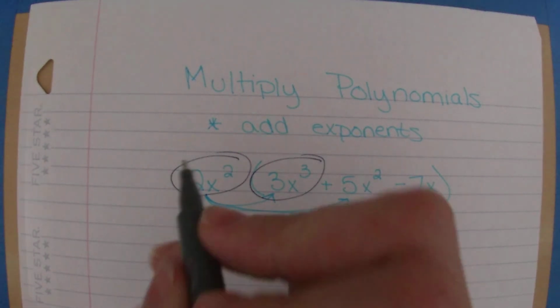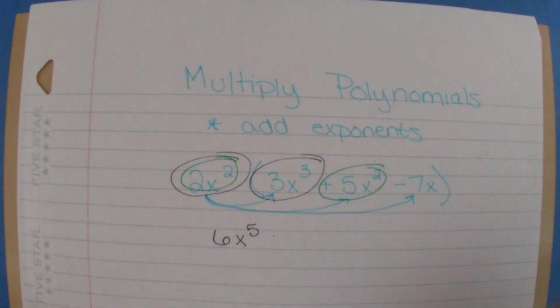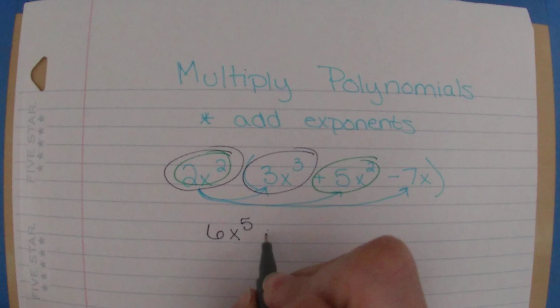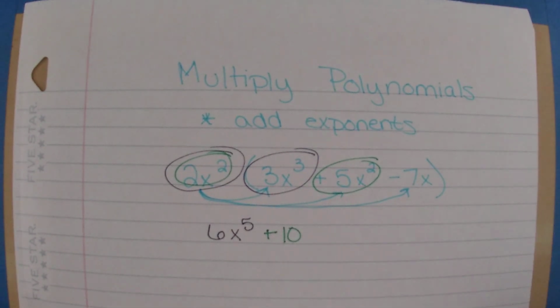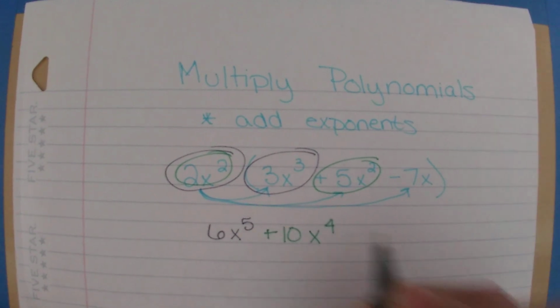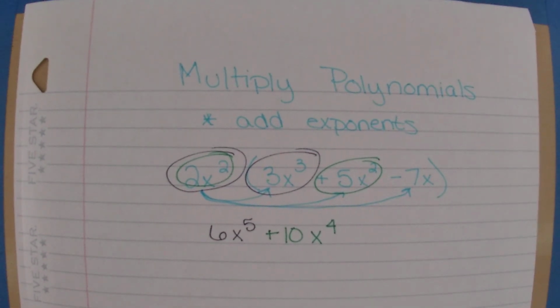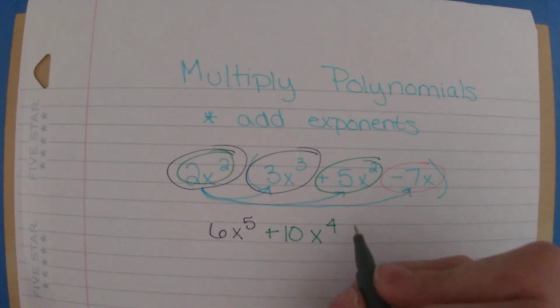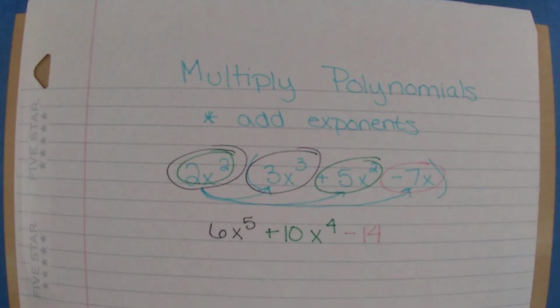So then we will say 2x squared times a positive 5x squared. Well, 2 times a positive 5 is a positive 10. And then we add the exponents. So 2 plus 2 gives me an x to the fourth. And then we go on to the third one. So our third one says 2x squared times a negative 7x. So 2 times a negative 7 is a negative 14.